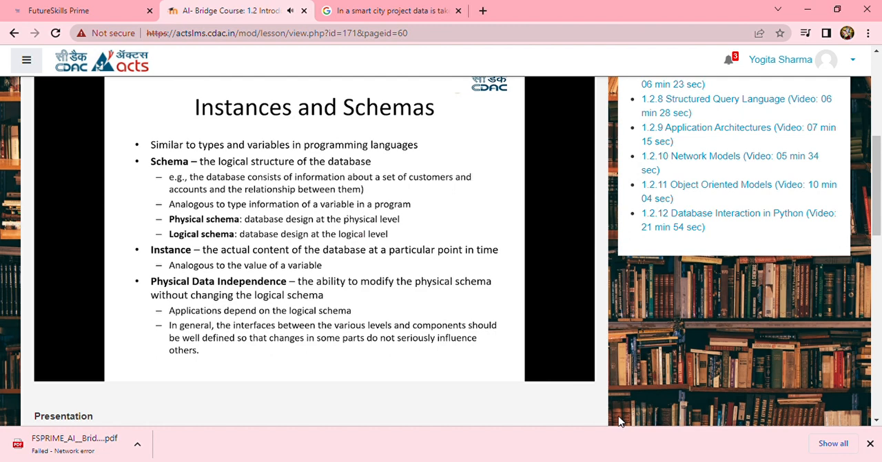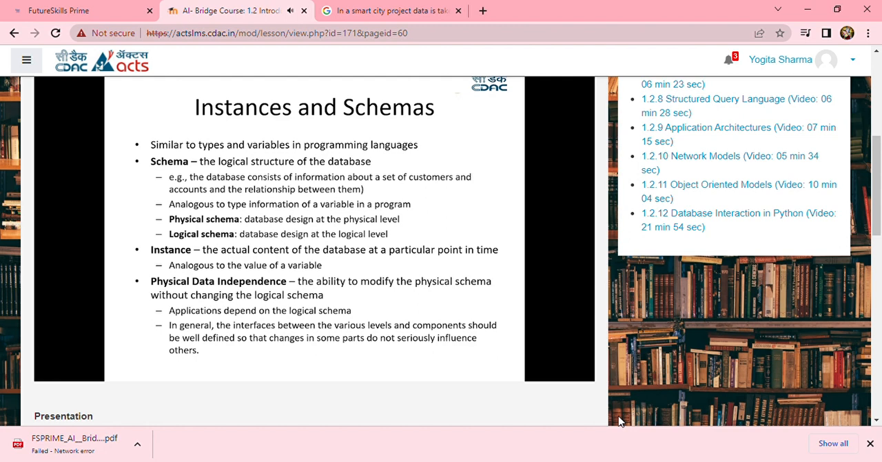It is analogous to the type information of a variable in a program, like physical schema or logical schema. The physical schema gives you the physical level of the database, and the logical schema talks about the logical flow of the database. Later in the session, we'll look into the different schemas. And then comes the instance. The actual content of the database at a particular point in time is your instance, analogous to the value of a variable. On such and such a date, what data is stored at that particular instance is your instance.